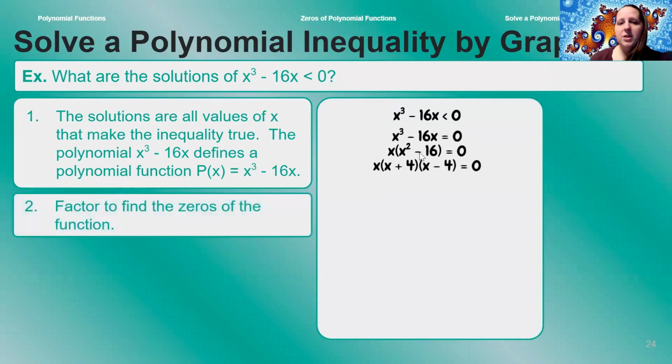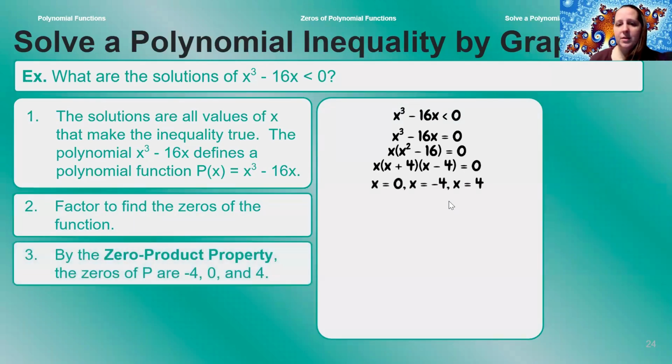Okay. I'm going to factor to find the zeros of the function. So I'm going to set this equal to 0. So I get x times x squared minus 16. X squared minus 16 is the difference of squares. So I can rewrite it as x times x plus 4 times x minus 4. So that means my zeros are x equals 0, x equals -4, and x equals +4.